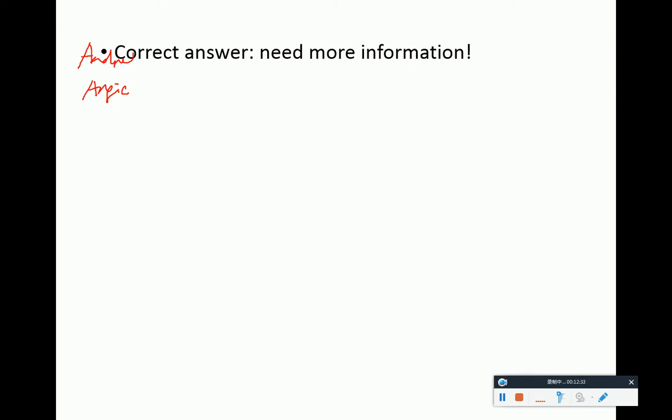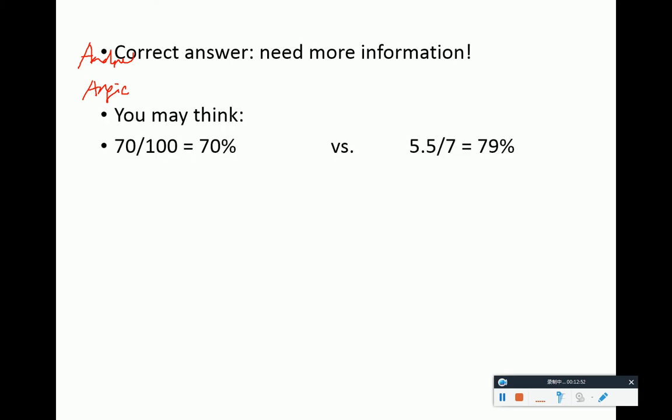Just using the information that I provided to you in the previous slide, 70 out of 100, or 5.5 out of 7, we don't actually have enough information to make a decision. And here's why. Many of you might think that Andrew's score is 70 out of 100, so he is at about 70% of his class. For Angie, if we divide 5.5 by 7, Angie will be at about 79% of her class. Obviously, 79% is a larger value than 70%. So, shouldn't we recommend Angie be hired?